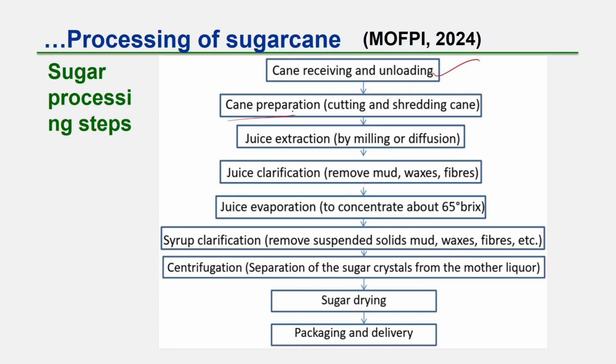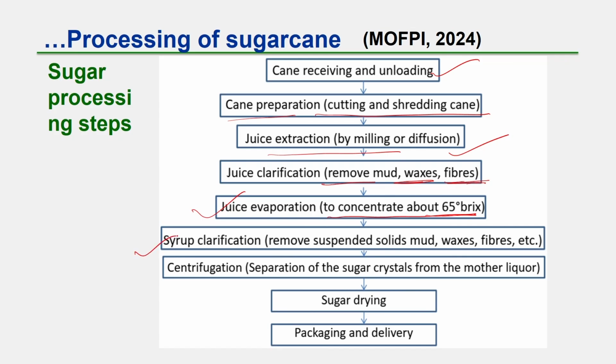Then what happens? Cane preparation is done. Here cutting and shredding of the cane is done. Juice extraction by milling and diffusion. Juice clarification is also necessary to remove the mud or impurities, the waxes, and the fibers. Then juice evaporation to concentrate to about 65 degree Brix, about 65% sugar you can say. So, water is evaporated here.